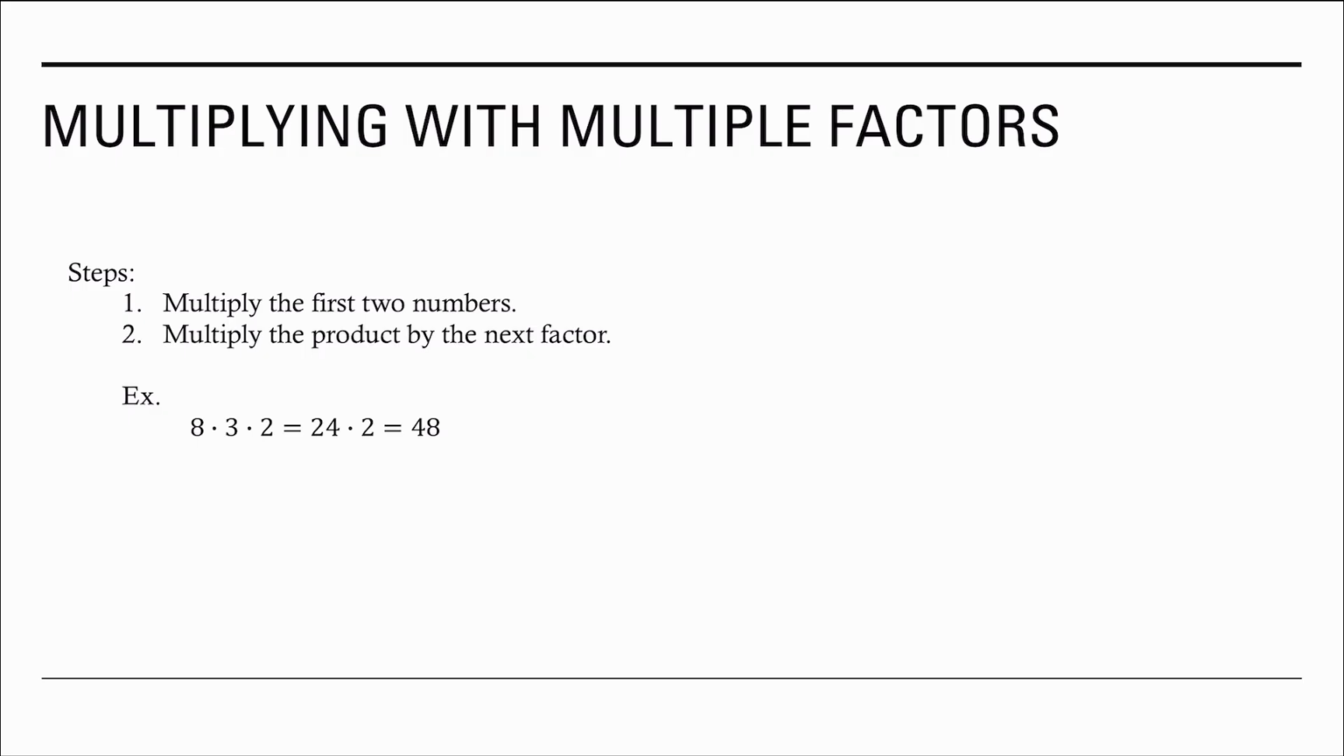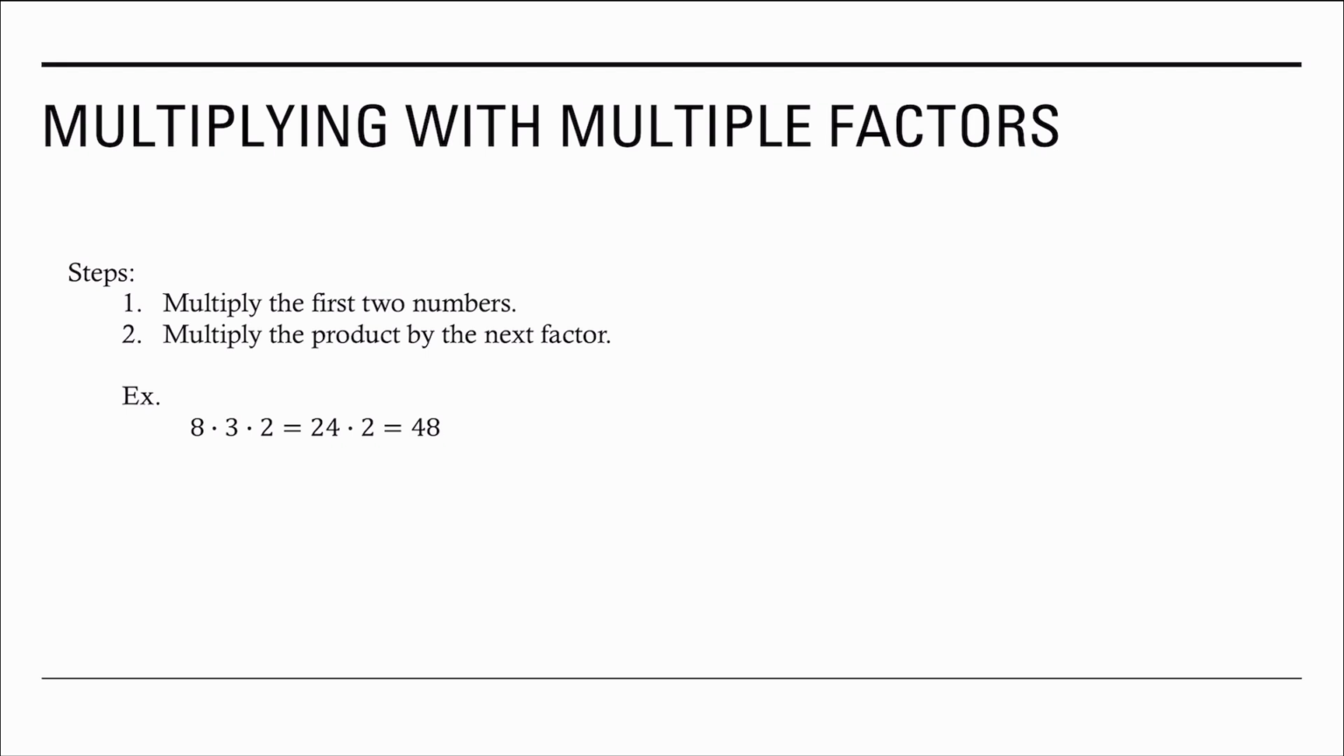All right, so now moving on to multiplying with multiple factors. So all of our problems so far have just been 2 factors. And so there's not really too much of a difference here. What we're going to do is we're going to multiply the first 2 numbers. You can pick whichever of the first 2 numbers you want to multiply. And then we multiply that product. So the answer we get from multiplying those 2 factors together, we multiply that by the next factor.